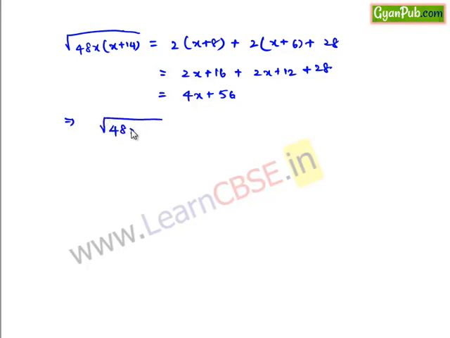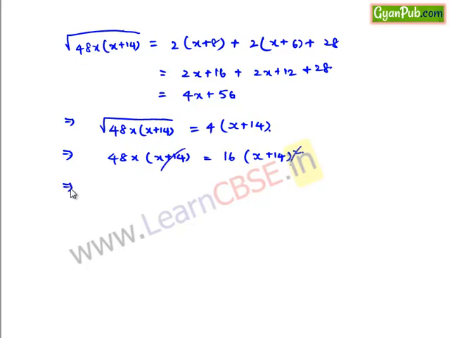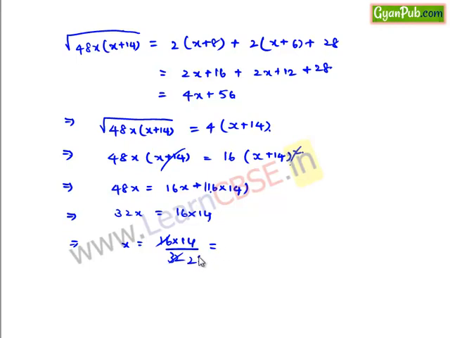That implies square root of 48x into x plus 14 is equal to, let us take 4 common here, then we get x plus 14. That implies, let us square it on both sides, then we get 48x into x plus 14 is equal to 4 square, that is 16, and x plus 14 whole square. Here the square and this x plus 14 will be cancelled. That implies 48x is equal to 16x plus 16 into 14, let it be as it is, which implies, let us send this 16x to the left hand side, then we get 48x minus 16x is 32x, that is equal to 16 into 14. That implies x is equal to 16 into 14 divided by 32, that is equal to, here 16 goes in 32 2 times and 2 goes in 14 7 times. Therefore we got the value of x is equal to 7 centimeters.